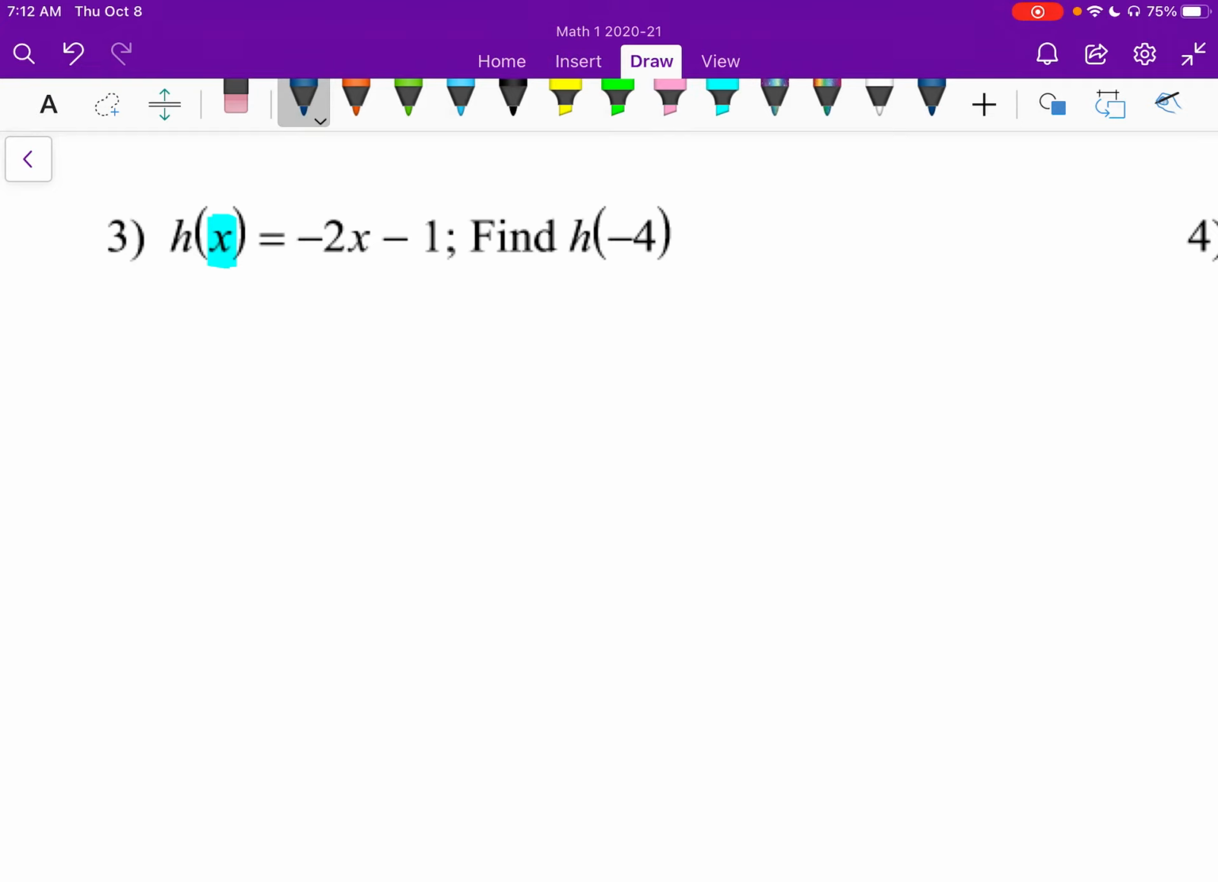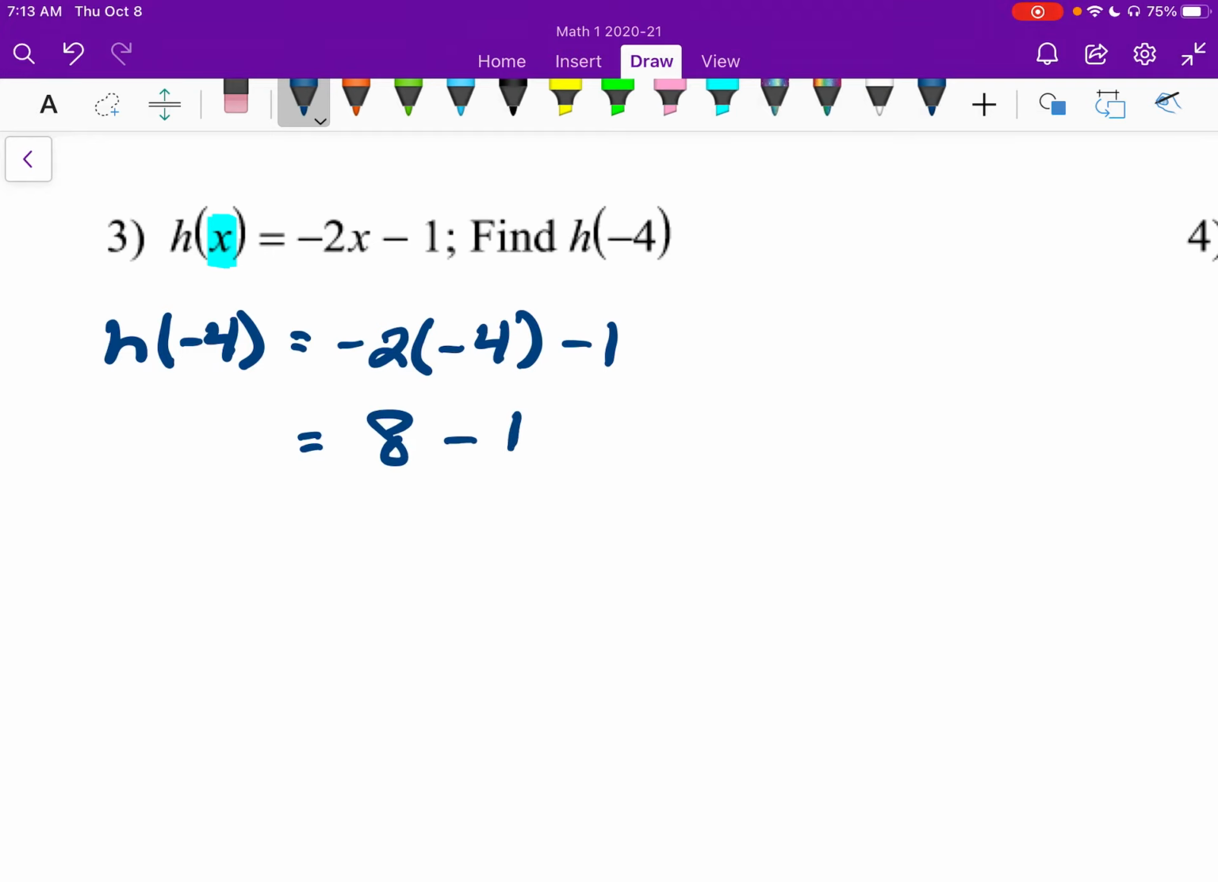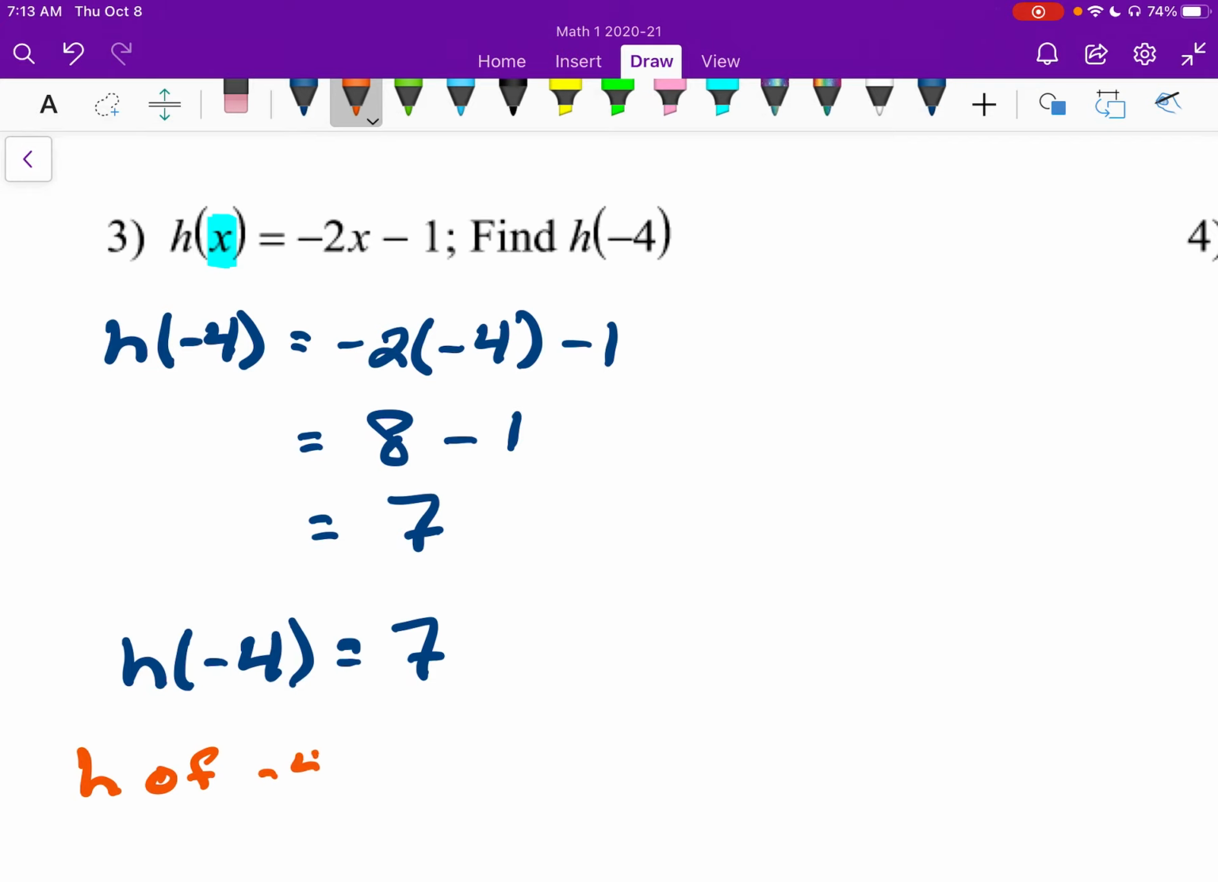So we're going to plug in a negative 4. So h of negative 4 is going to be negative 2 times negative 4 minus 1. Negative 2 times negative 4 is going to be positive 8 minus 1, which is 7. So I could write h of negative 4 equals 7. And again, I'm saying h of, here, let me write that. h of negative 4. That's how you would read that out loud.